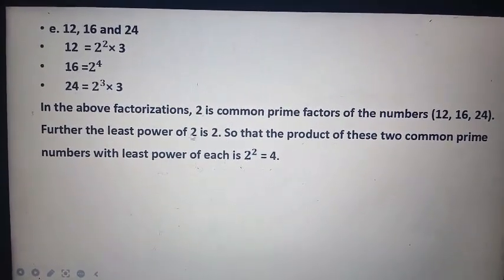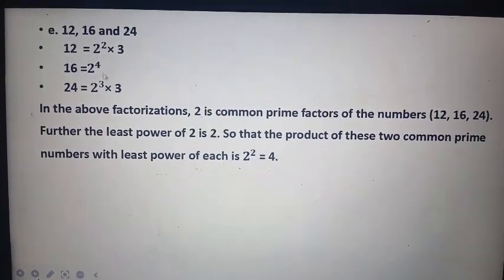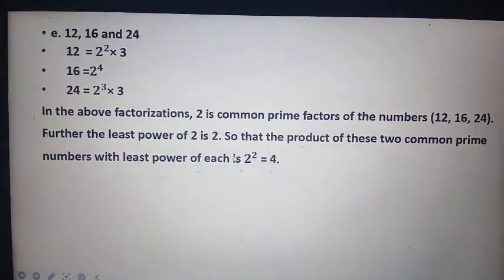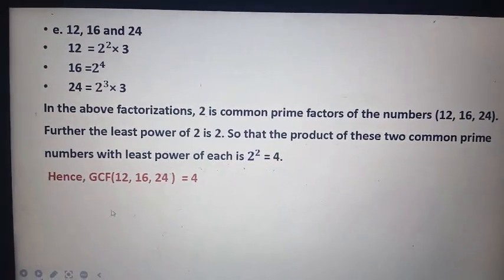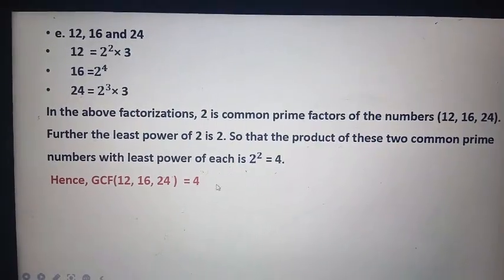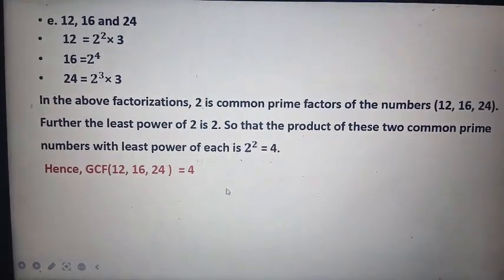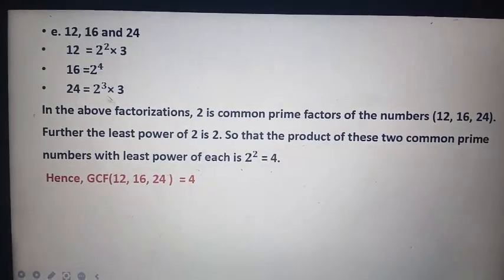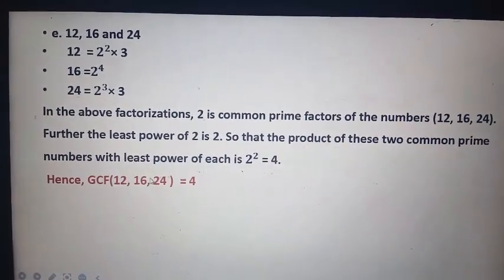The least power of 2 is 2. Hence the GCF of 12, 16 and 24 is again 4.